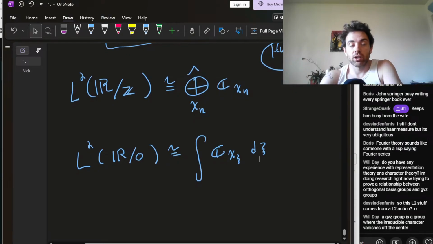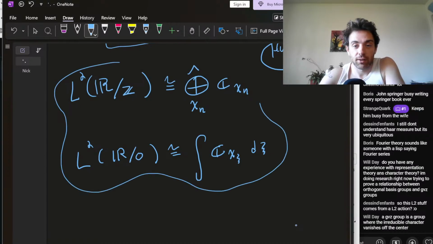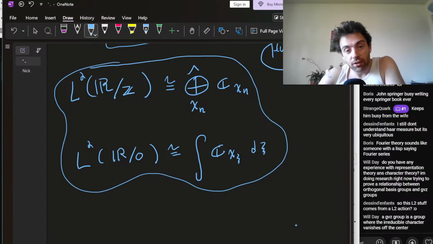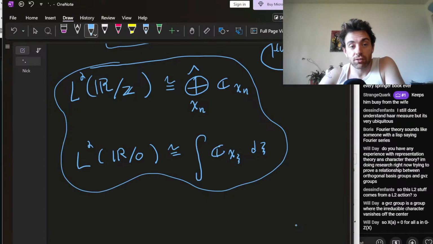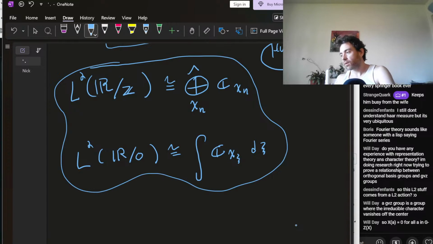So you look at this and you say, okay, Fourier theory, you're absolutely right, Boris, it does sound like that. Fourier theory now gives me access to understanding the representation theory of the additive group of real numbers. So maybe having access to Fourier theory on a group will help me understand the representations of a more abstract group. Okay, so that's just a little bit of a pitch.